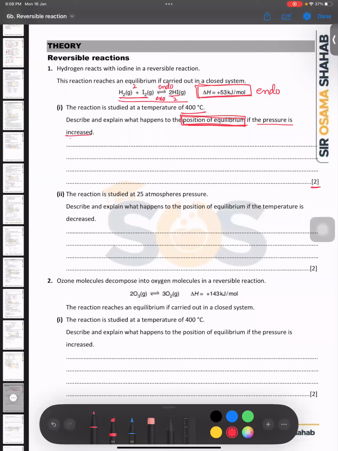Simply you can say that there is no effect on position of equilibrium, right? You got 1 mark for this, the correct answer. And then you need to explain why this is so, right? So there is no effect on position of equilibrium because the number of moles of gases on both sides are the same.